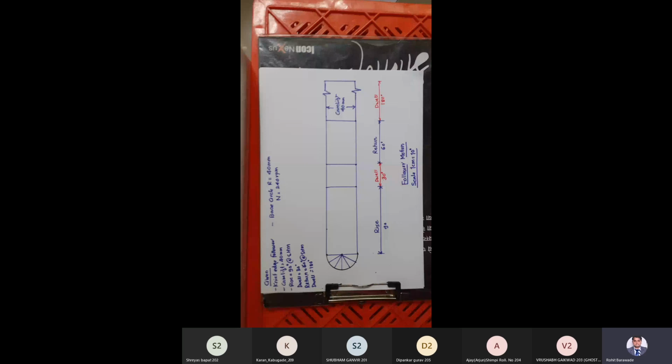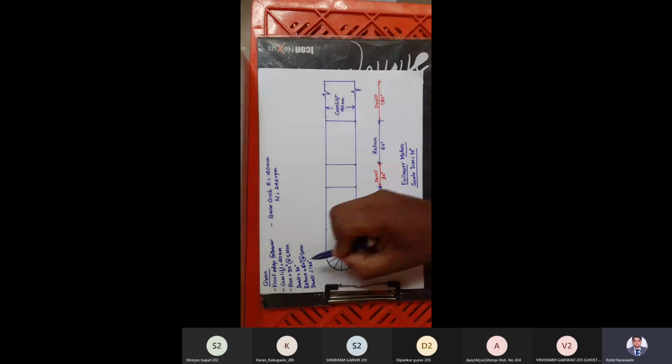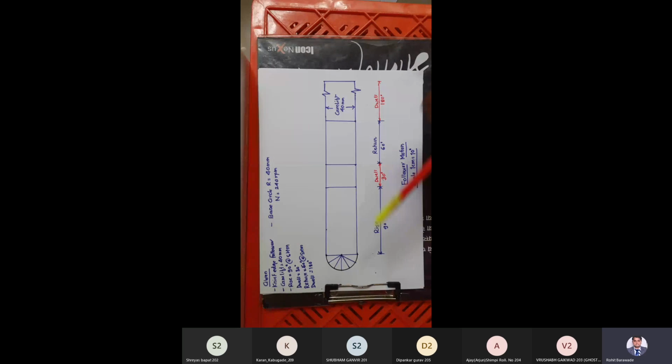Okay. See over here, the given is what? Knife edge follower is there. Then the cam lift is 40 mm. So here I will draw a cam lift. It is for 40 mm.